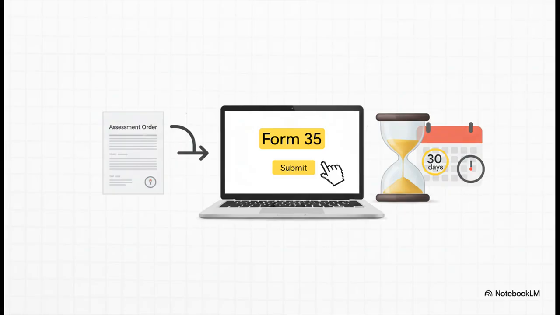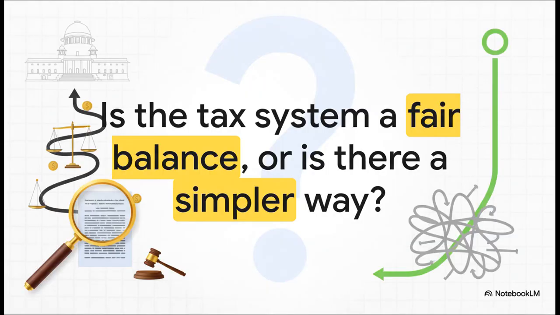For that very first step in the appeals process, you've got to follow the rules. The appeal needs to be filed online using something called Form 35, and you've got a strict 30-day window from the day you get the order. It's just a little reminder that while the system gives you rights, it also expects you to act on them promptly. So there you have it.